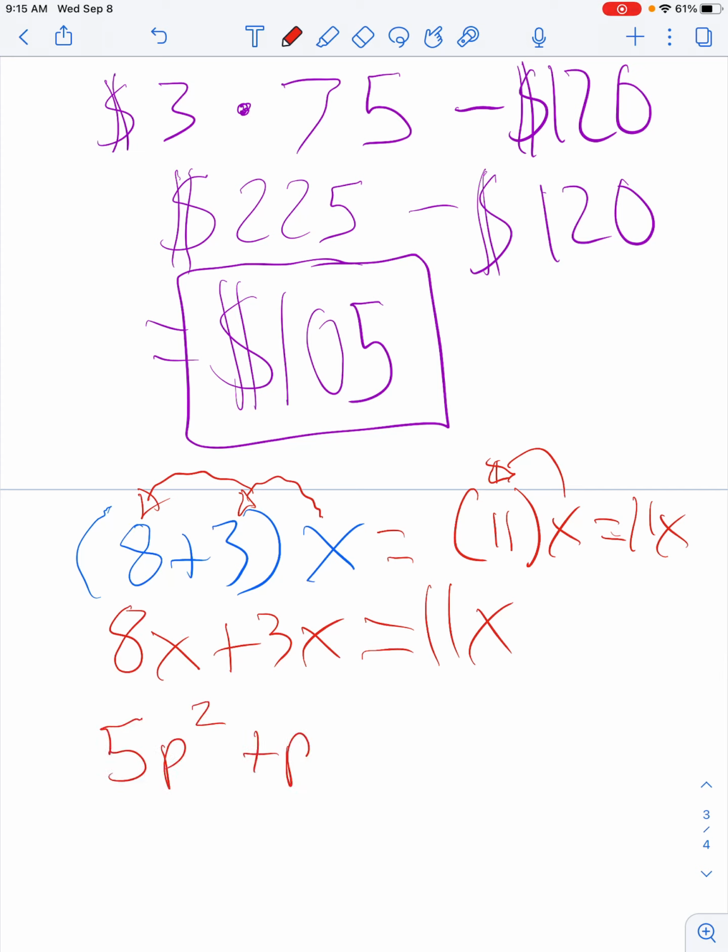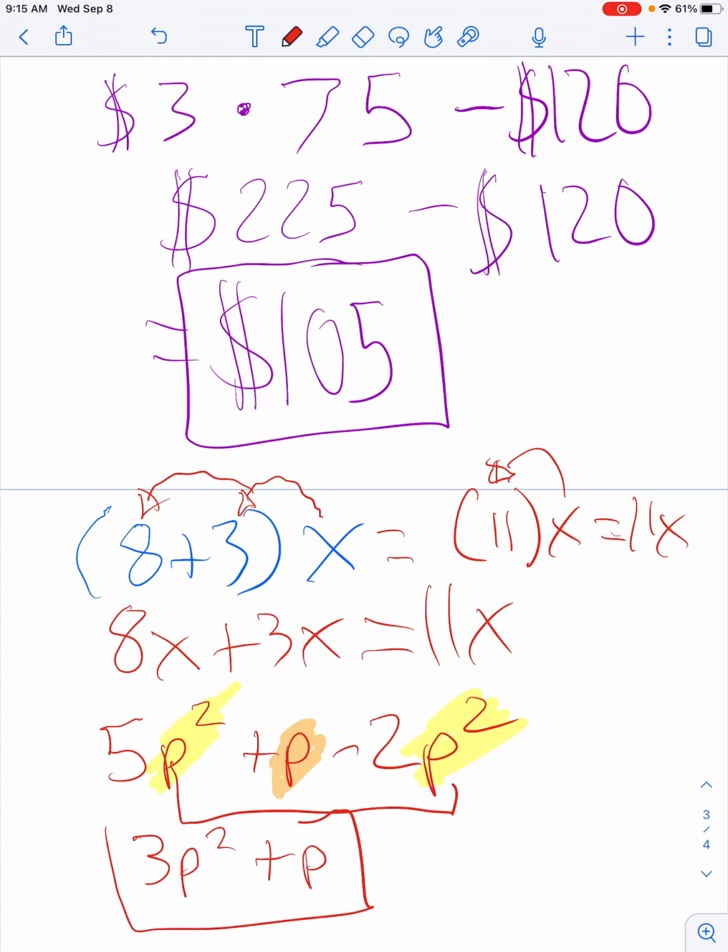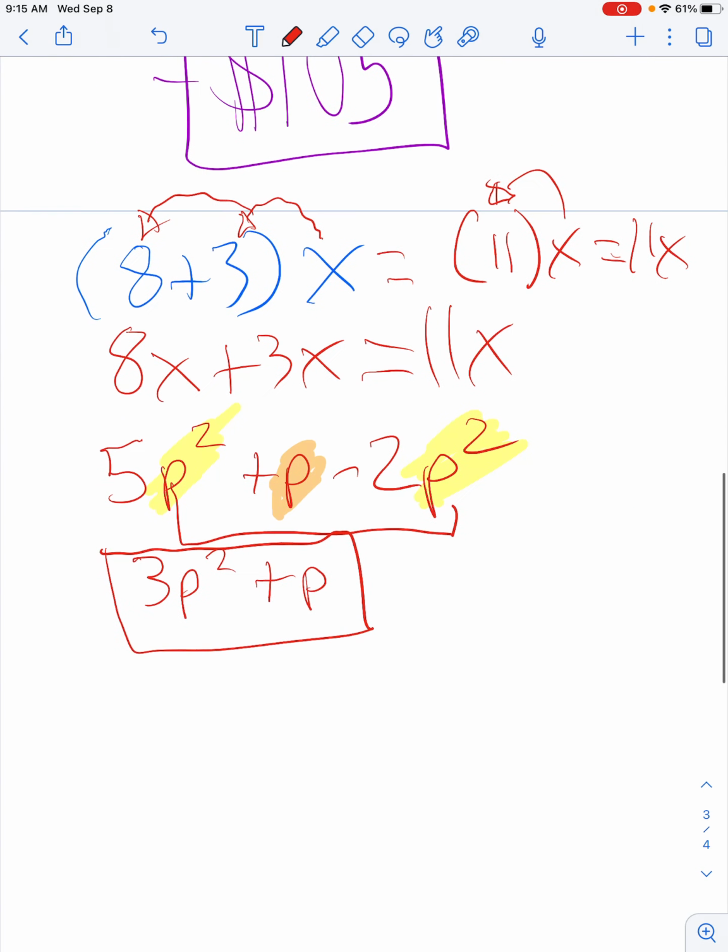You may need to group like terms together. So let's look at 5p squared plus p subtract 2p squared. Now, p squared and p are totally separate terms. So when we talk about combining like terms, you can't combine a squared and then an exponent of 1, okay? So if I look at 5p squared, subtract 2p squared, what I'm going to do is subtract the coefficients. So I'm going to get 3p squared plus p. And that's all I can do. Until I know what p is, there is no way for me to simplify anything any further.